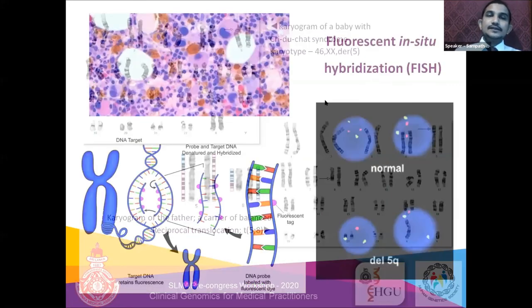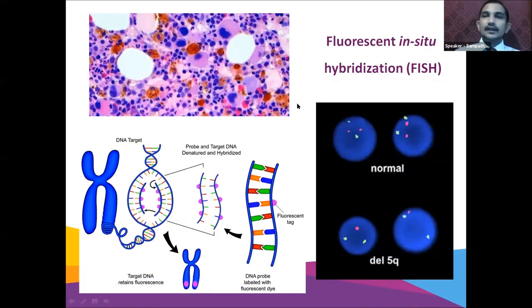So moving on to the second type of cytogenetic analysis, fluorescent in situ hybridization, which is very commonly done in our setting for the diagnosis of hemato-oncological conditions. As you see here, the 5q deletion syndrome in the myelodysplastic syndromes. As the name implies, fluorescent in situ hybridization means there is hybridization of a fluorescently labeled probe to a targeted DNA segment, which will allow you to diagnose them by microscopic examination.